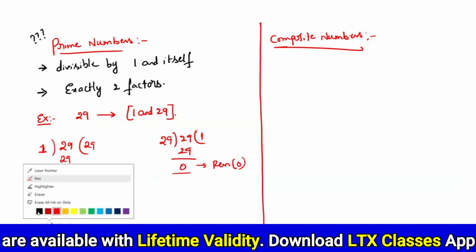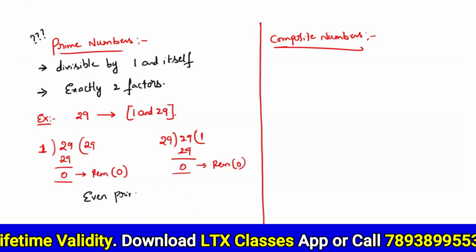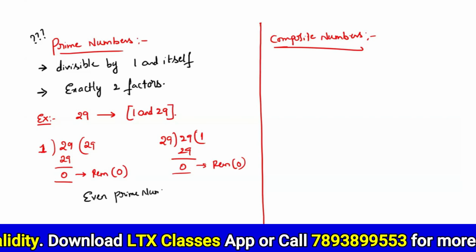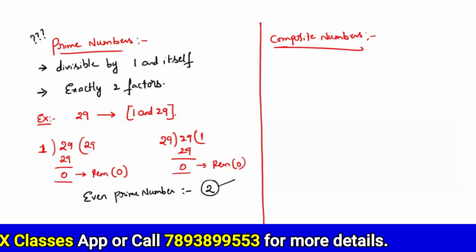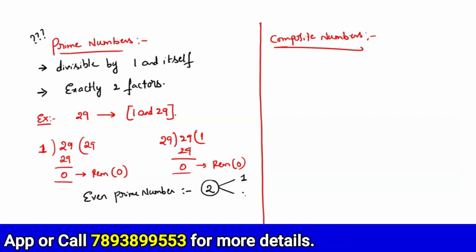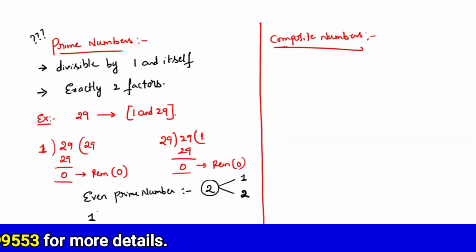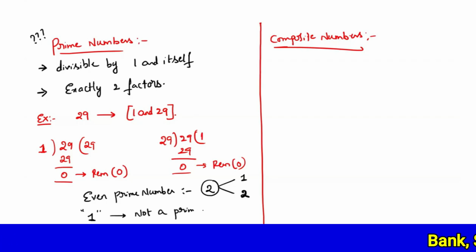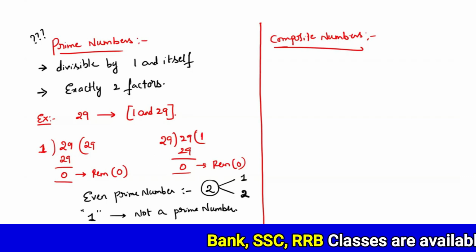And what is the even prime number? 2, sir. 2 is the even prime number because this number 2 will have only 2 factors, 1 and 2. Okay. And one more thing, 1 is not a prime number. Because the number 1 will have only one factor, but regarding prime numbers, we require 2 factors. So obviously 1 is not a prime number.